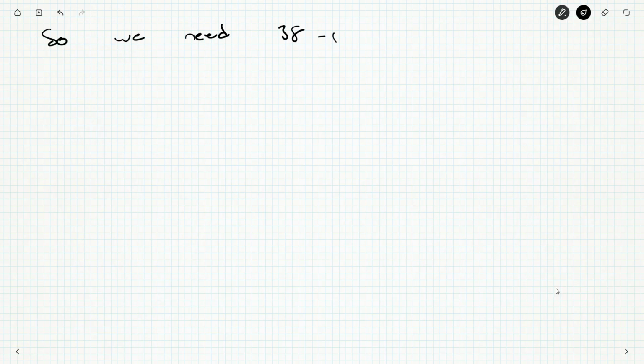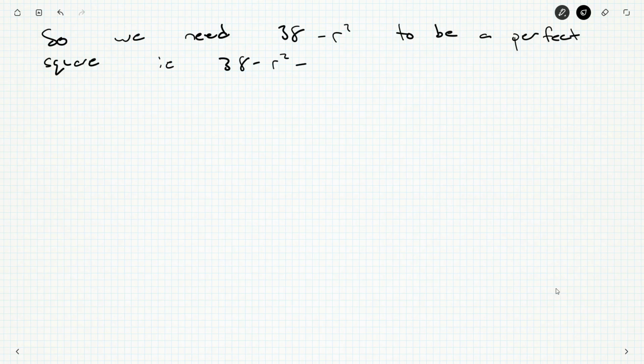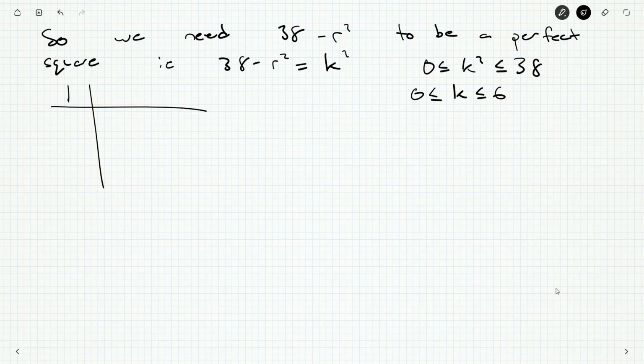So we need 38 minus r squared to be a perfect square. 38 minus r squared is equal to some k squared. And we can see that k squared is going to have to be between 0 and 38. So k is going to have to be between 0 and 6. So now let's get k.